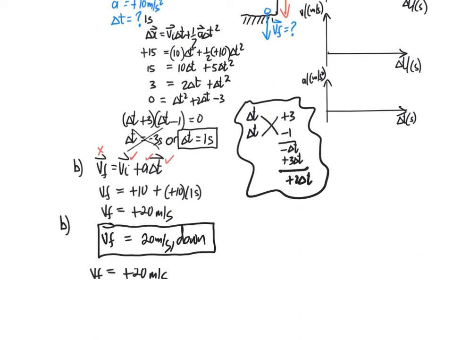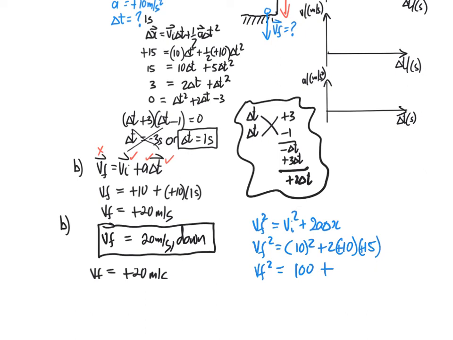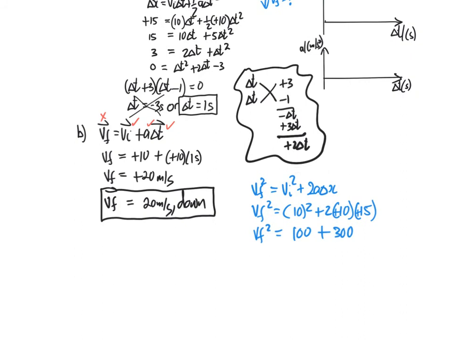We could also have used the other velocity equation, V final squared equals V initial squared plus 2A delta x. Substituting in, we find that V final squared equals V initial squared, which is plus 10 squared, plus 2 times A. A is 10. Delta x is 15, plus 15. Remember, it's plus and plus. So V final squared equals 100 plus 2 times 10 is 20, times 15 is 300. So V final squared equals 100 plus 300 is 400. Square rooting both sides, we find that V final is plus 20 meters per second. And so we get the same answer, irrespective of which of these two equations we use.